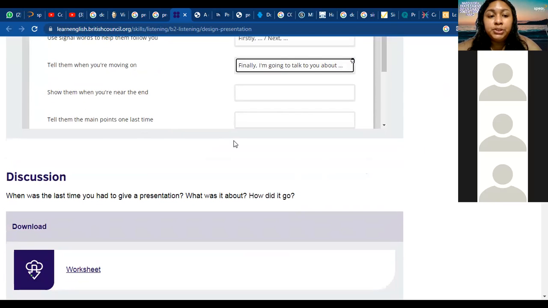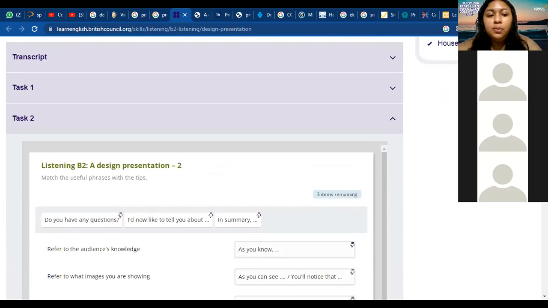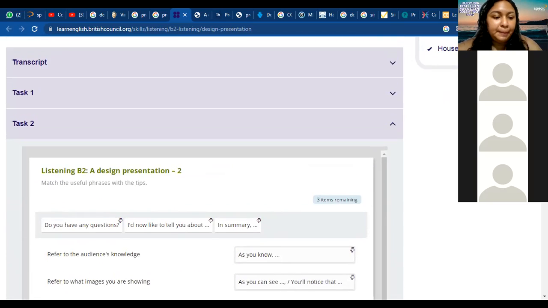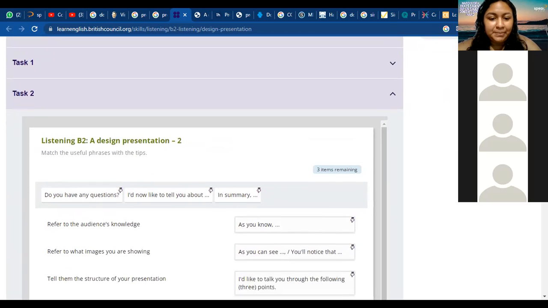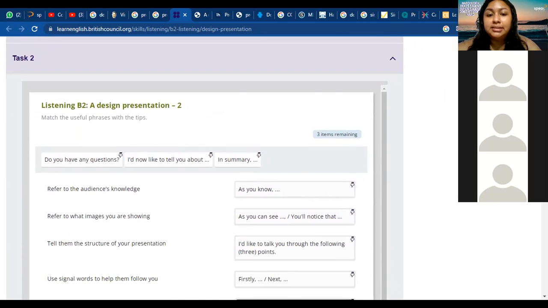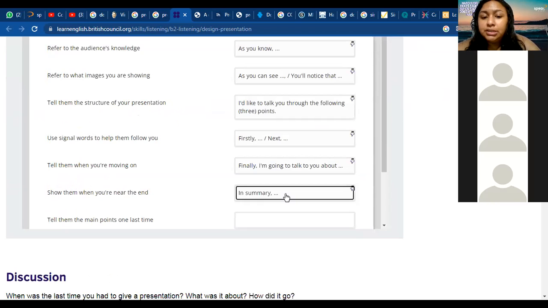Tell them the main points one last time. So to recap, what could be the phrase to recap? In summary, right? Okay, so as a conclusion, and then you do a quick recap about the points you have covered.